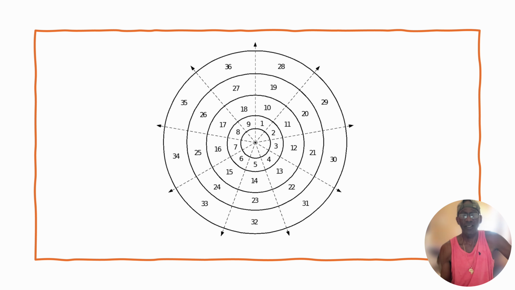So, in summary, the number wheel is an elegant and powerful tool that simplifies the complexity of numbers. By reducing any number to its root, we can uncover deeper patterns and insights that can be applied in various aspects of life, whether you are analyzing dates, personal numbers, or significant events. The number wheel provides a straightforward method to decode and understand numerical relationships.